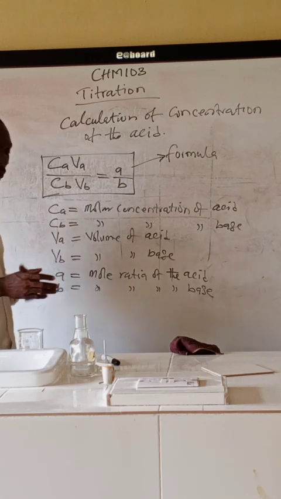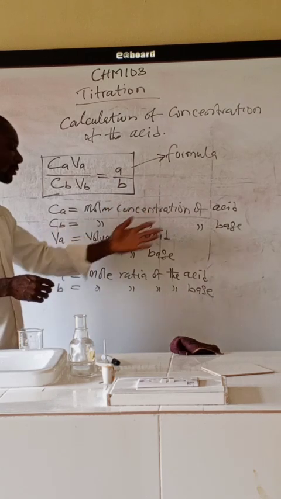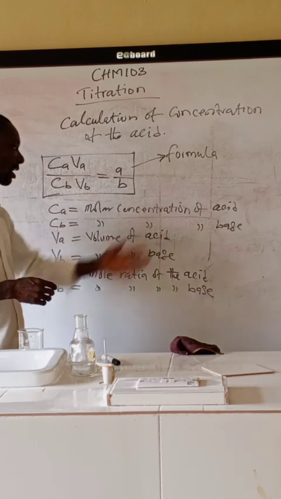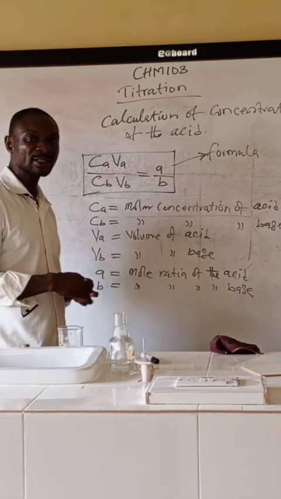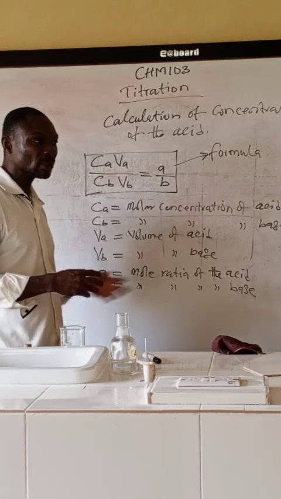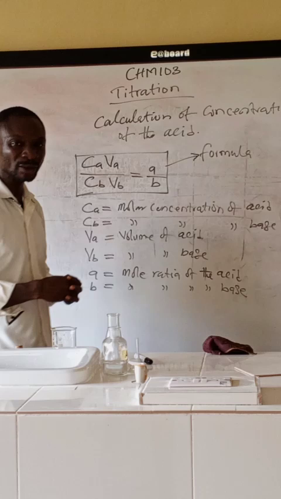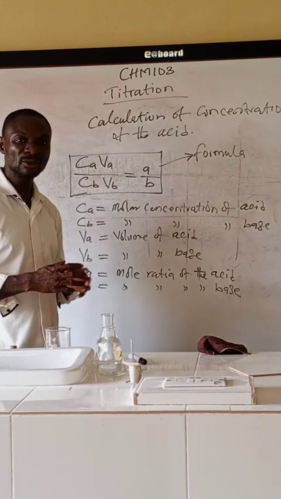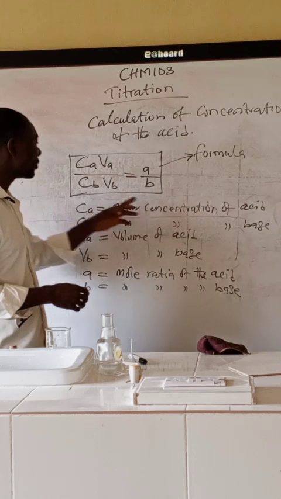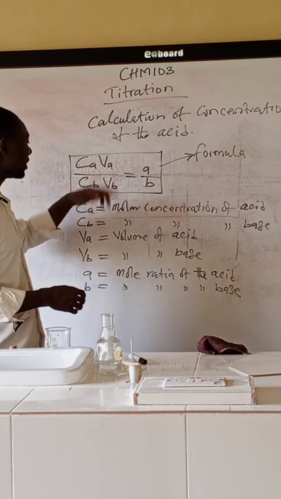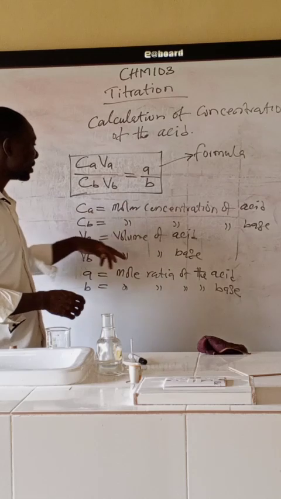Now, earlier we said that two solutions are required: an alkaline solution, which is the base, and an acid solution. One of them is usually a standard solution, while the other one is the unknown solution. When we say standard solution in chemistry, we mean a solution with known concentration. Now, in this formula, CAVA over CBVB equals A over B.